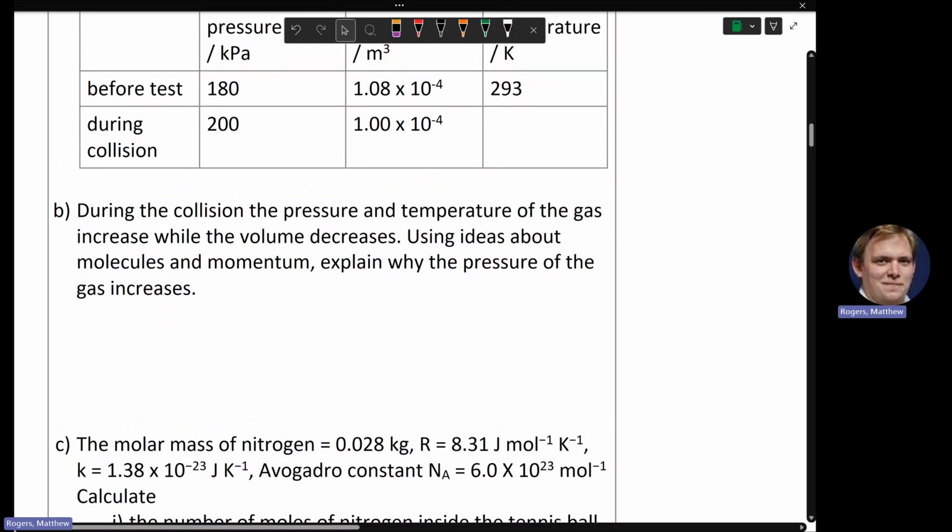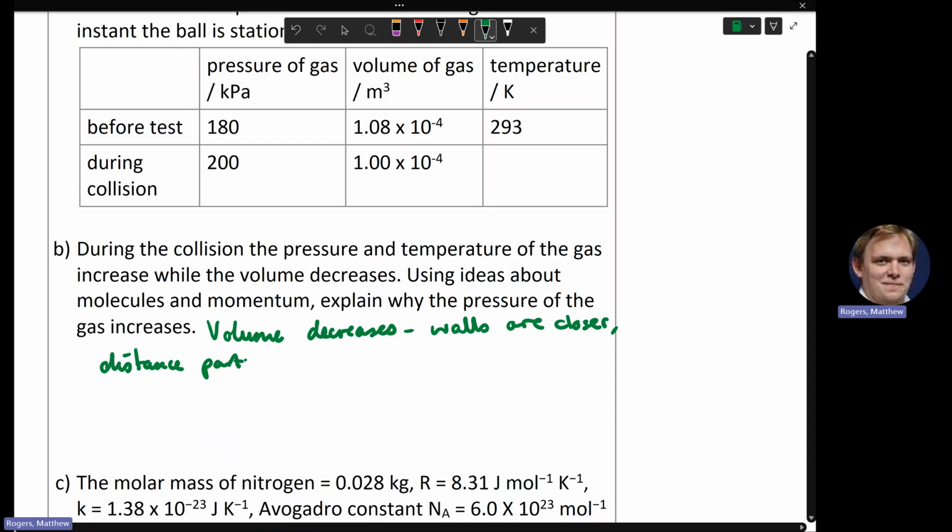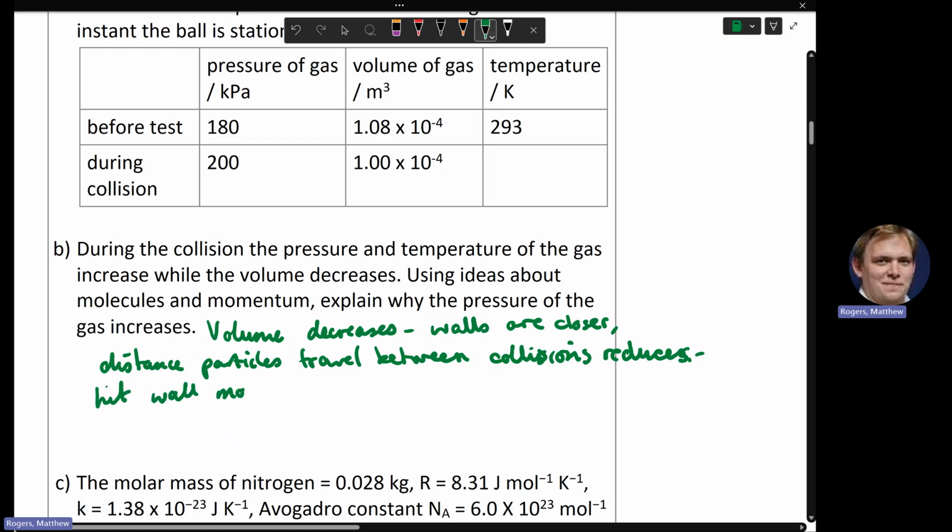So first of all, the volume decreases. That effectively means the walls are closer and the distance the particles, molecules, travel between collisions reduces. In other words, even without the change in temperature, they hit the wall more often.